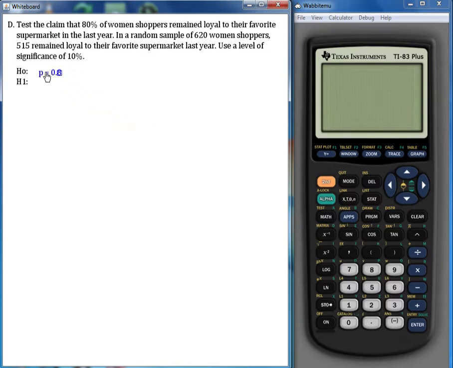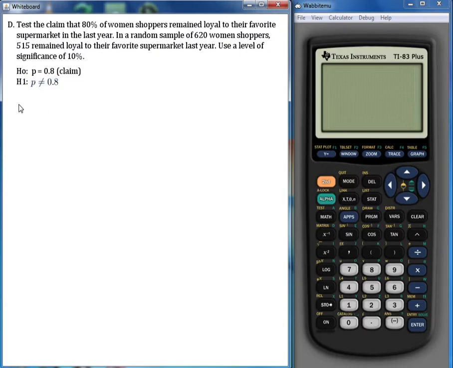That contains equality, so that's going to be my null hypothesis. And I'm going to go ahead and mark that as the claim. Then the alternative hypothesis would be that P is not equal to 0.8. And there we have it.